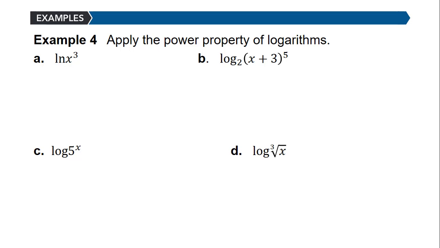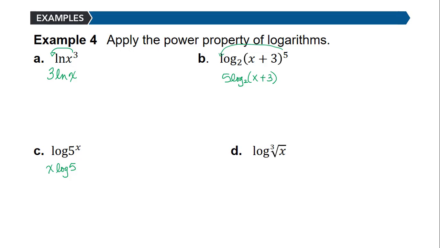In example 4, we're going to apply the power property of logarithms. Again, we're going to assume that all of our arguments are positive and logs are defined. If I have the natural log of x to the 3, this is equivalent to 3 times the natural log of x. So the power or exponent comes down. The log to the base 2 of x plus 3 to the 5, because my argument is an exponential expression, I can rewrite this as 5 times the log to the base 2 of x plus 3. Log of 5 to the x, I can rewrite as x times log of 5.